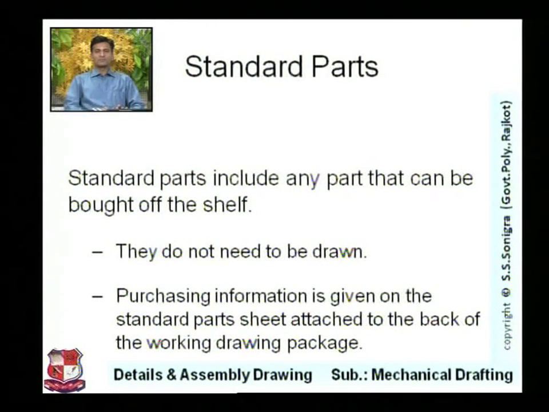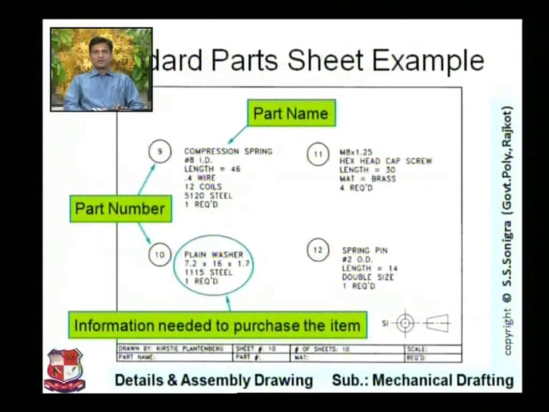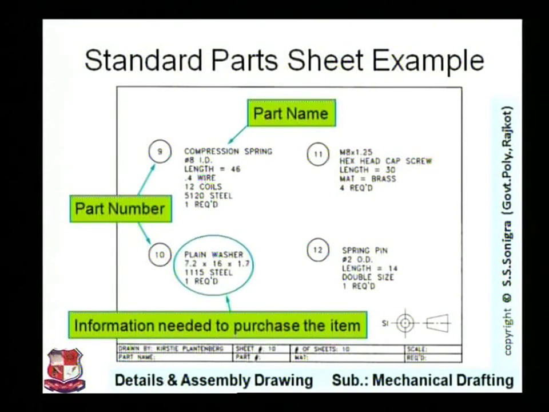Purchasing information is given on the standard parts sheet attached to the back of the working drawing package, which means the last sheet, which shows the details of the standard parts. This is a typical example of a standard parts sheet.